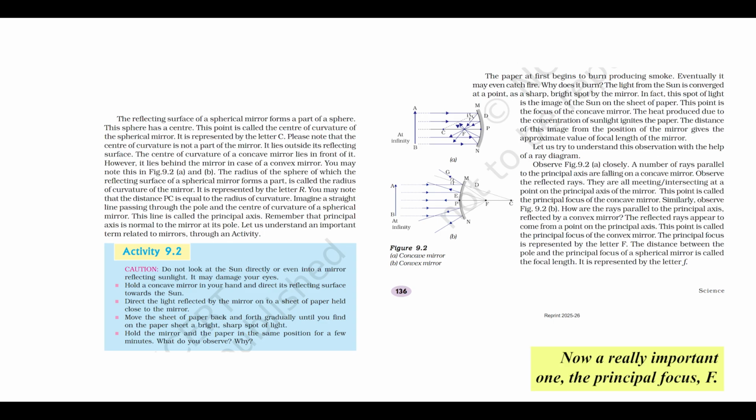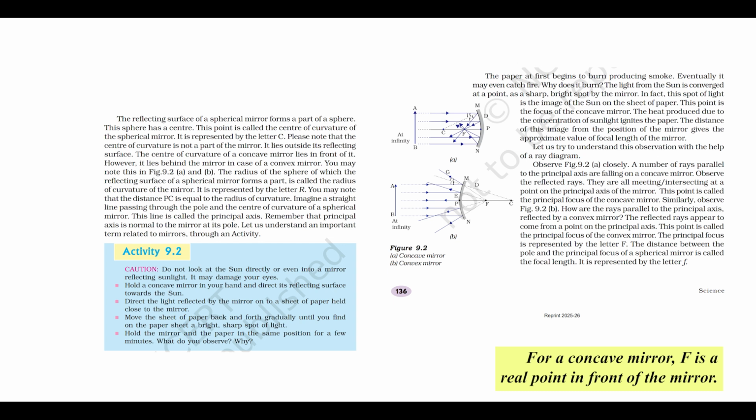Now, a really important one, the principal focus, F. You can understand this best through an activity like Activity 9.2. Imagine taking a concave mirror and pointing it towards the sun. The sun's rays are coming from very far away, essentially parallel to each other. The concave mirror will gather all these parallel rays and converge them, focus them, onto a single tiny bright spot on its principal axis. This spot can get hot enough to burn paper. Ah, like using a magnifying glass, but with a mirror? Similar concentrating effect, yes. That point where the parallel rays converge is the principal focus, F, of the concave mirror.